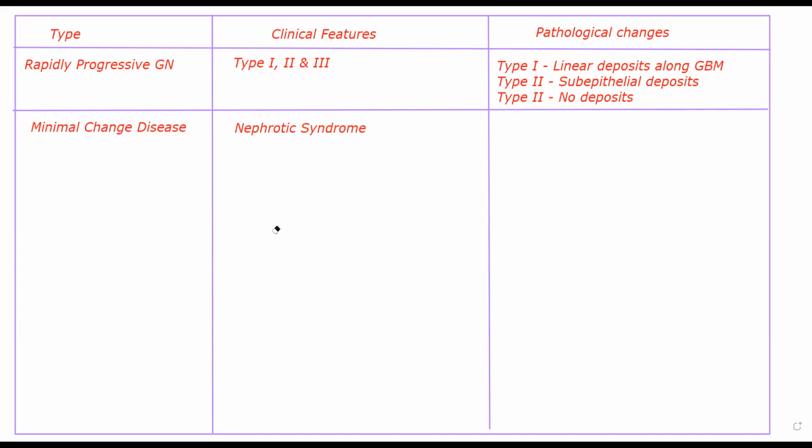So in minimal change disease, you will see nephrotic syndrome in the patient. Did you understand what nephrotic syndrome is, or do you want me to repeat it again, or any specific aspect that you didn't understand? Understood. Are you sure everyone understood?